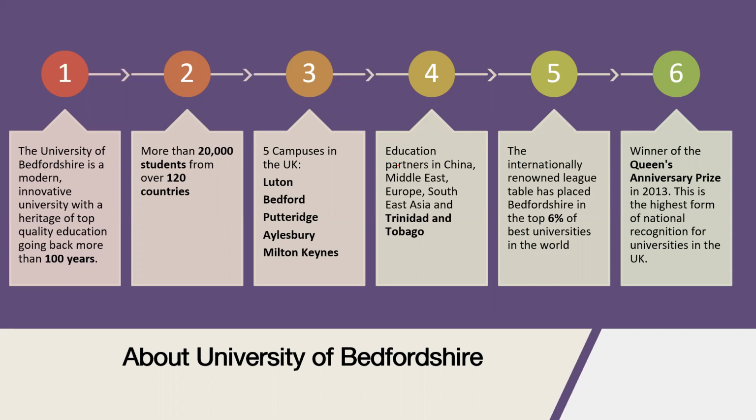And of course, they have 5 campuses in the UK. They are UK based. So they have a campus in Luton, Bedford, Putteridge, and so on. They actually have education partners in China, the Middle East, Europe, Southeast Asia, and Trinidad and Tobago. And the internationally renowned league table has placed Bedfordshire in the top 6% of the best universities in the world. And the University of Bedfordshire is actually the winner of the Queen's Anniversary Prize in 2013. This is the highest form of national recognition for universities in the UK.